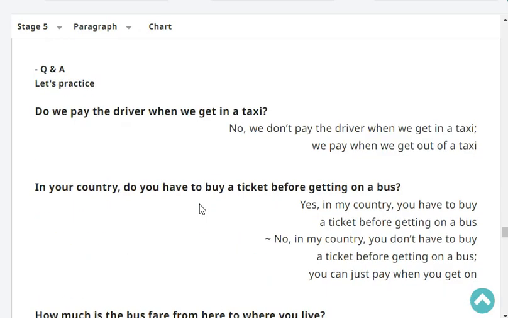Do we pay the driver when we get in a taxi? No, we don't pay the driver when we get in a taxi. We pay when we get out of a taxi.